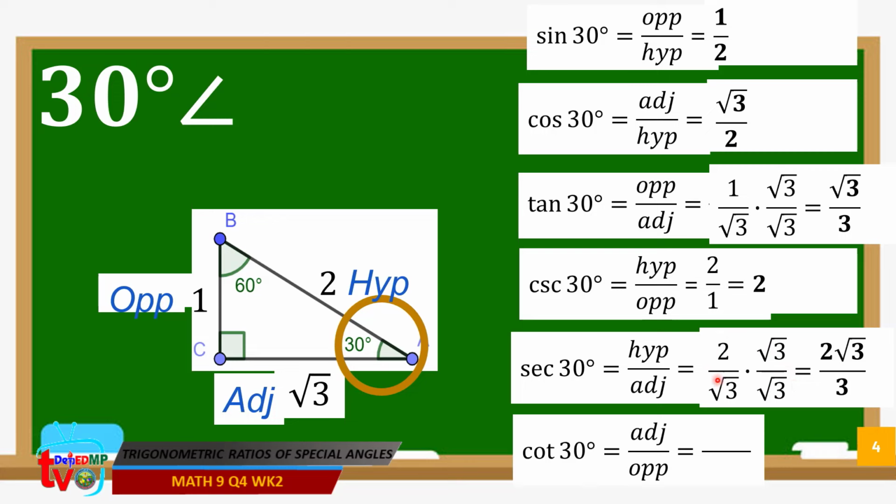So when we simplify, we have 2 times square root of 3. The answer is 2 square root of 3. For the denominator, square root of 3 times square root of 3, that is square root of 9, further simplified as 3. And lastly, to solve for cotangent 30, it is adjacent over opposite, so square root of 3 over 1, which is simplified further as square root of 3. So there we have the 6 trigonometric ratios of a 30-degree angle.